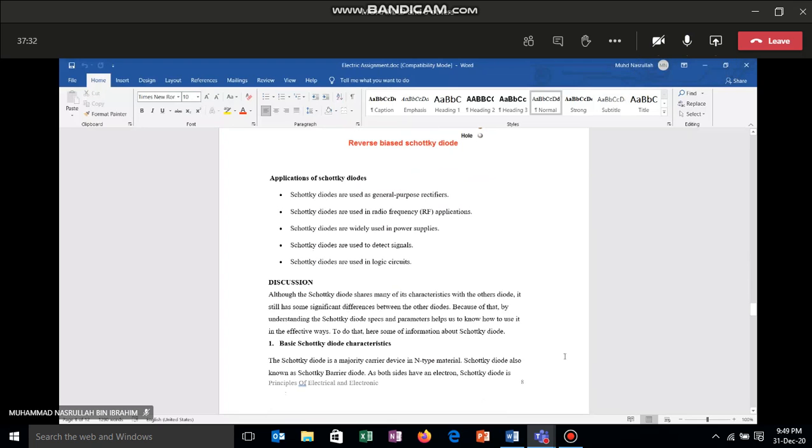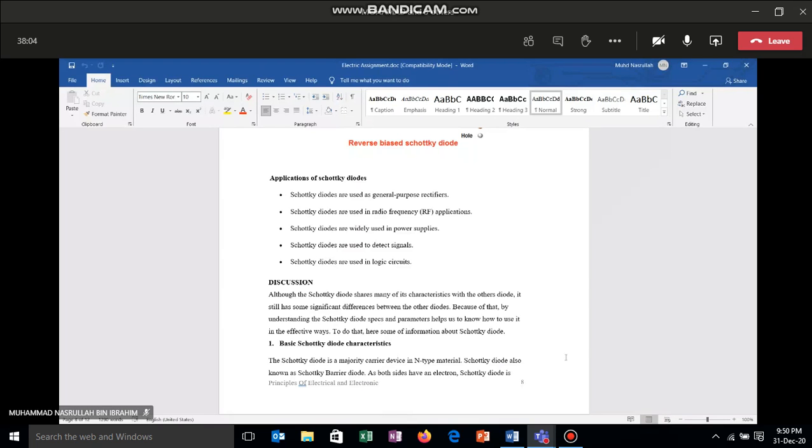Assalamualaikum warahmatullahi wabarakatuh. The examples of application of Schottky diode: Schottky diodes are used as general purpose rectifiers. They are also used in radio frequency application. Then Schottky diode is also widely used in power supplies. Schottky diodes are used to detect signal, and lastly, Schottky diodes are used in logic circuits.